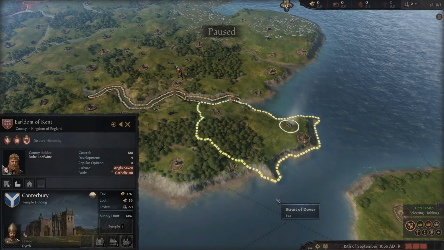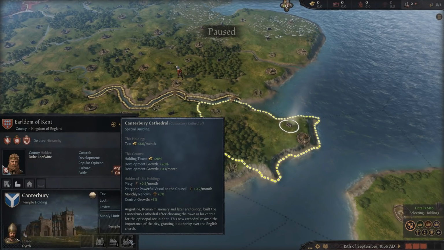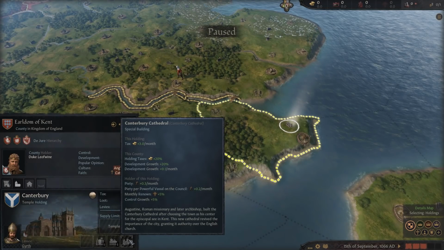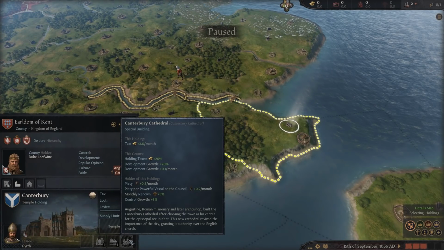Next up, we are in Kent. And of course, we are in Canterbury, and here we have Canterbury Cathedral. Augustine, Roman missionary and later archbishop, built the Canterbury Cathedral after choosing the town as his center for the episcopal see in Kent. The new cathedral revived the importance of the city, granting it authority over the English Church.